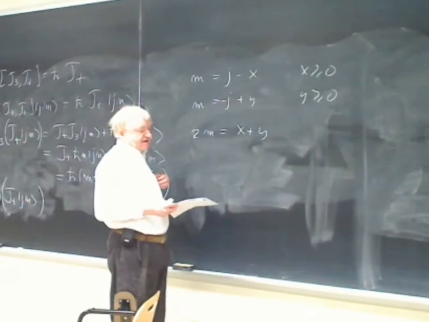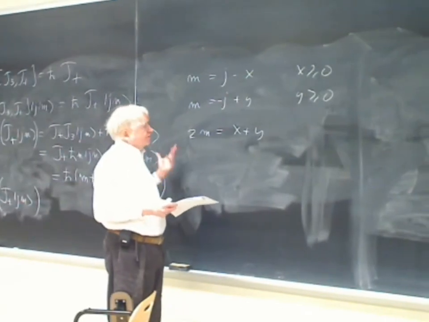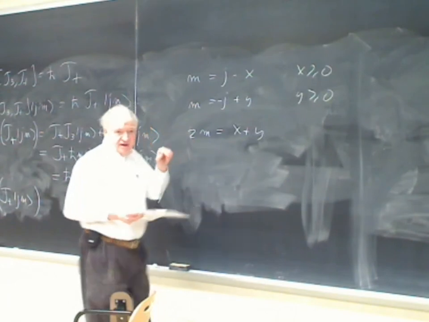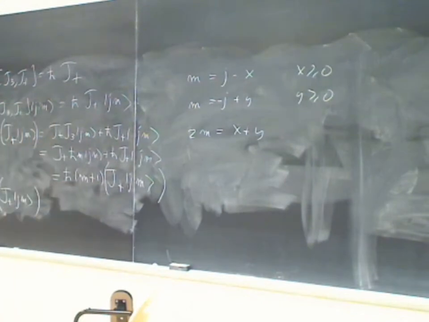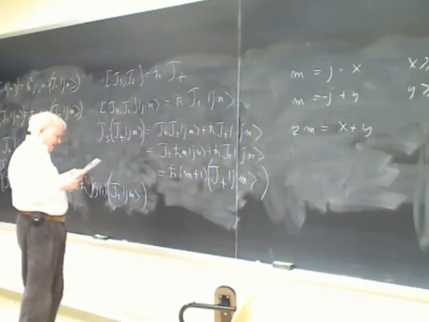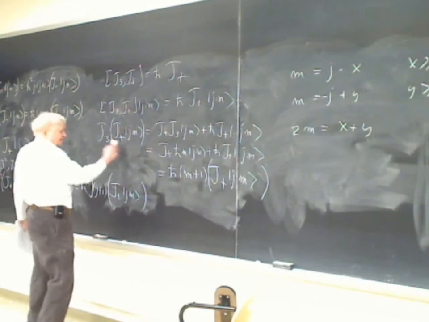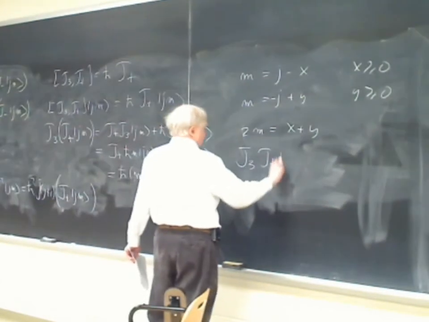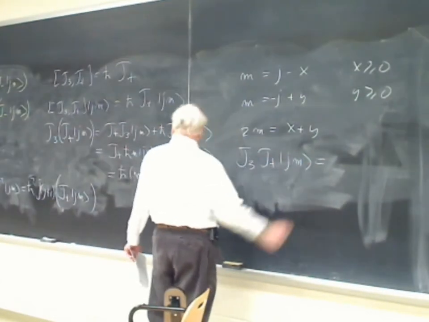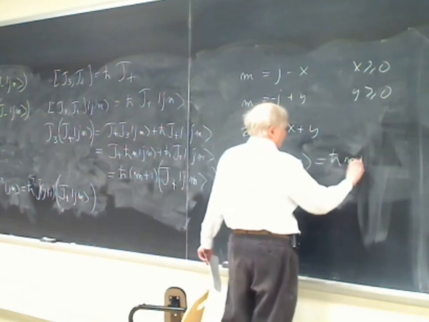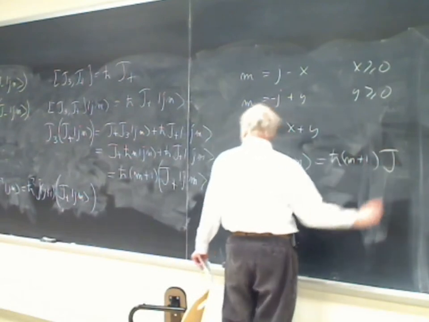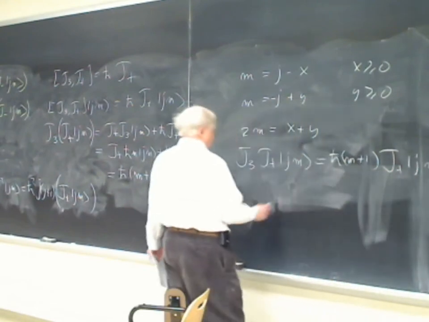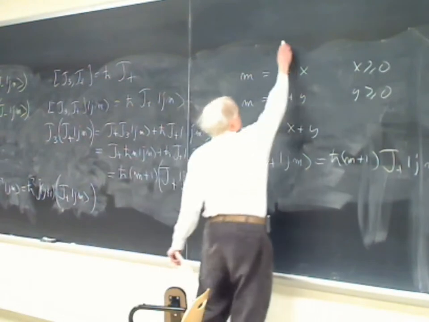So could they be something like 1 over root 2, or even something as common as 1 half? Well, suppose x were 1 half. Then, for example, we could look at this equation, which says J plus Jn is equal to h bar m plus 1 J plus Jn.